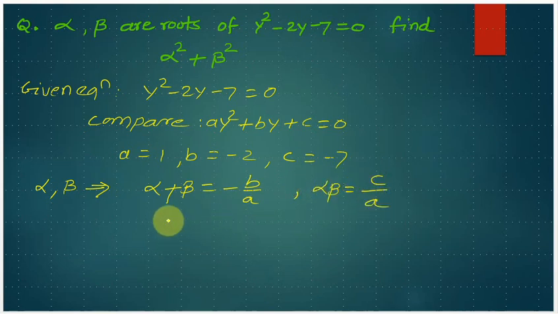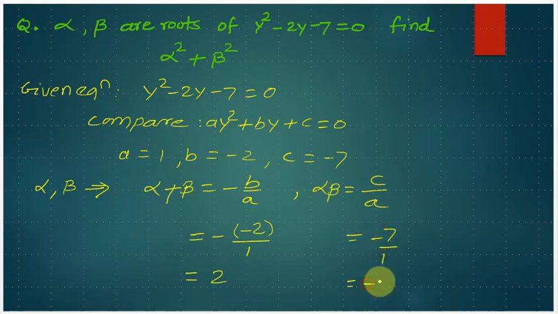Now put the values. Alpha plus beta is equal to minus b by a, b is minus 2, so minus of minus 2, and a is equal to 1. So alpha plus beta is 2. Alpha beta is equal to c by a, c is minus 7 by 1, so minus 7. So we get alpha plus beta is equal to 2 and alpha beta is equal to minus 7. Now how will we find alpha square plus beta square?